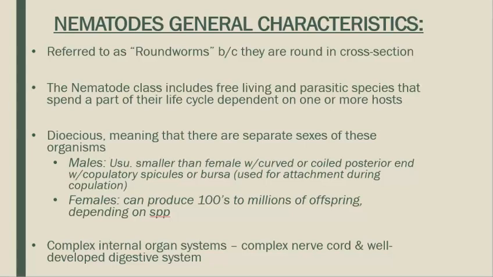Female nematodes can produce hundreds to millions of offspring, depending on the species. Nematodes usually have complex internal organ systems. They usually have complex nerve cords as well as well-developed digestive systems.